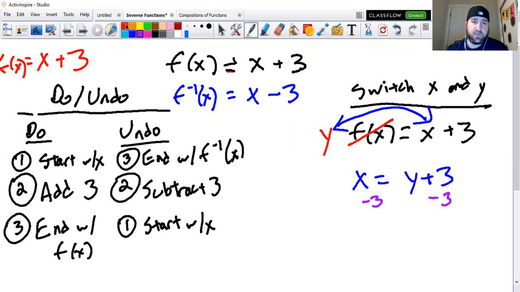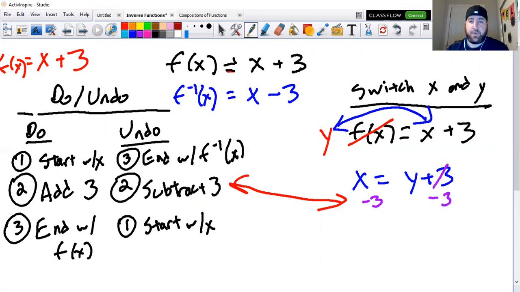Here is where we tie both processes in, though. So once I switch x and y and start doing my algebra, I subtract 3 here. Look, that's what I did over there. I'll show that on the next problem, maybe the third problem. I won't necessarily make that connection every time, but it's going to hold true. So once you start doing your algebra over here, that's basically what you're doing in the undo column.